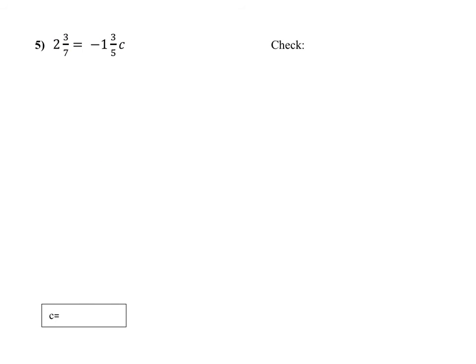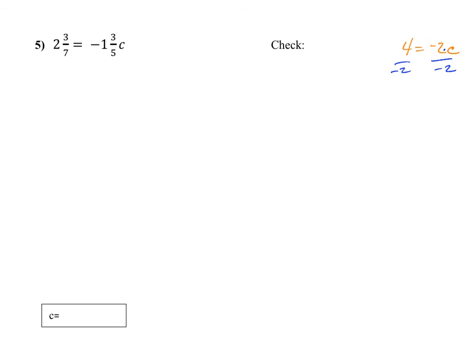Okay, here's one last problem. Now the difference with this one is something comes out negative. But again, like I said, if we had 4 equals negative 2 times c, we would look at it and say, well, what is happening to c? It's being multiplied by negative 2. How do I undo multiplying by negative 2? I divide by negative 2.